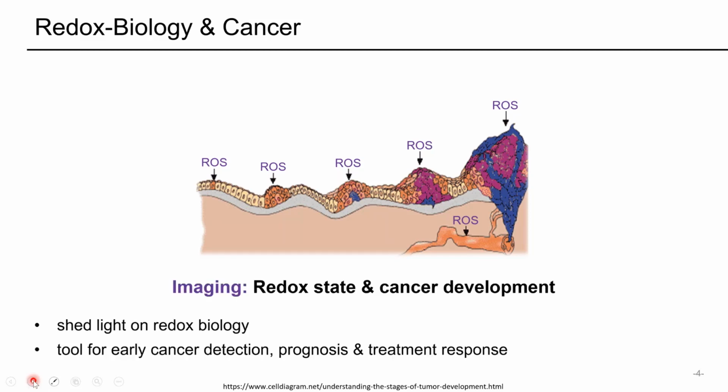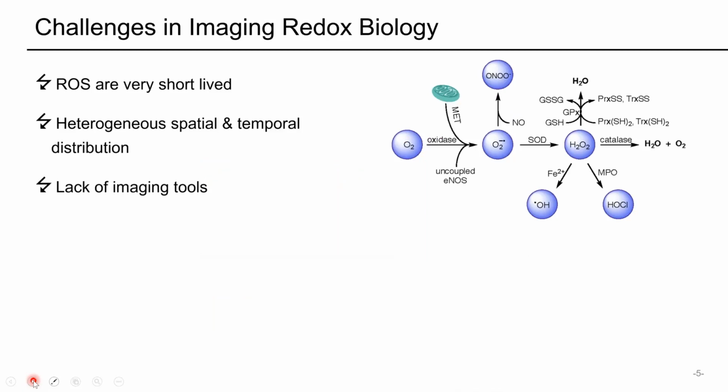And thus, we hypothesized that if we could image the redox state throughout the cancer development process, we could not only shed light on the complex redox biology in cancer, but also find a new tool for early cancer detection, prognosis, and treatment response. However, there are some challenges associated with imaging reactive oxygen species, as they are highly reactive and thus have a short half-life due to their fast conversion, which also results in a very heterogeneous spatial and temporal distribution.